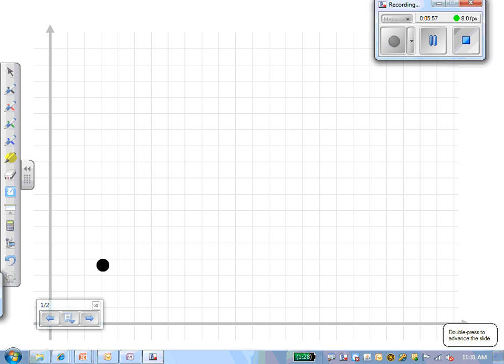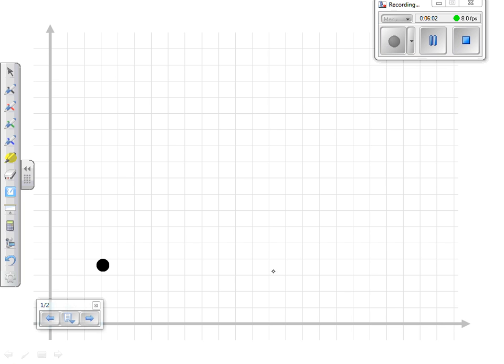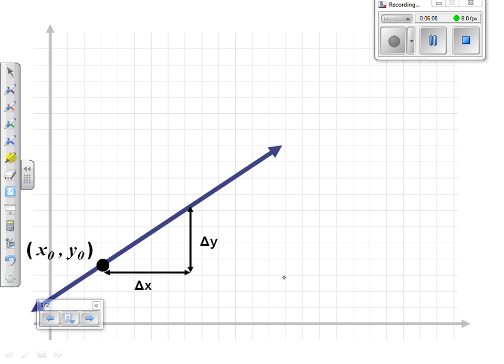What Euler did is he solved a differential equation by doing the following. He had an initial point, and then he drew the tangent line at that initial point. Then he moved a certain value, delta x, across and slid up the tangent line. Once he did that, he has a new point now.